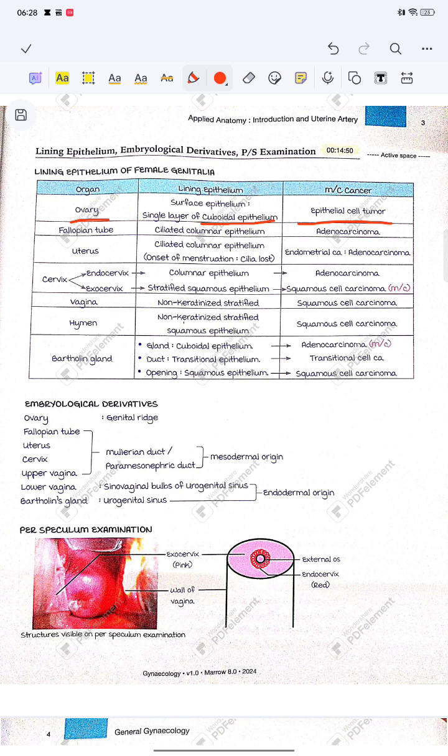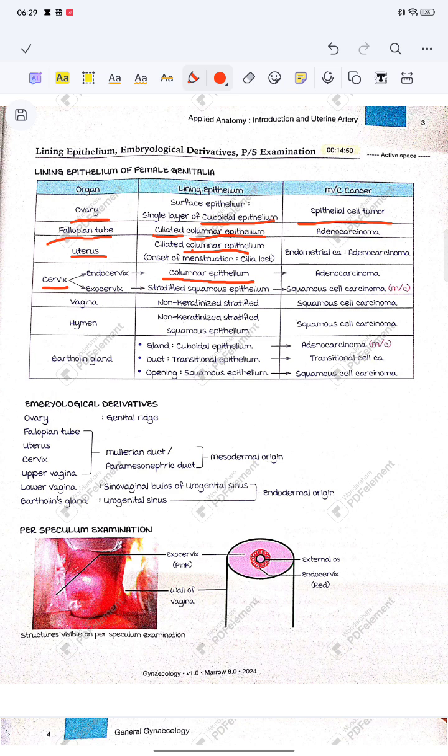Then next is the fallopian tube. We know that inside the fallopian tube there are cilia to push the ova inside the uterus. So it has cilia, and we should know that from the fallopian tube till the cervix we have mainly columnar epithelium. In the case of the uterus also we have columnar epithelium, and in the fallopian tube we have columnar epithelium as well.